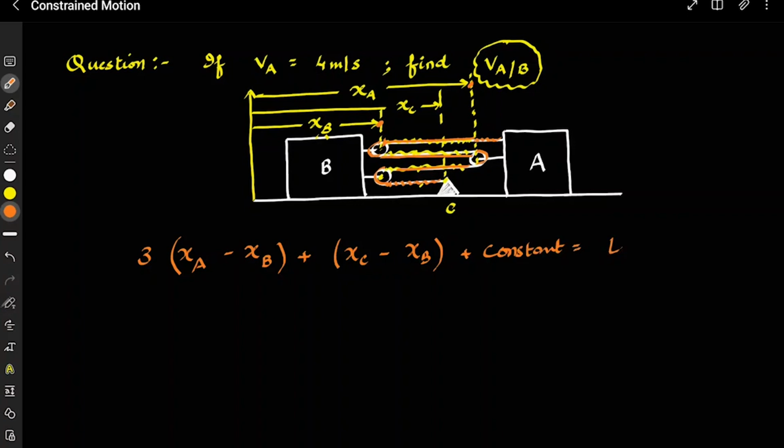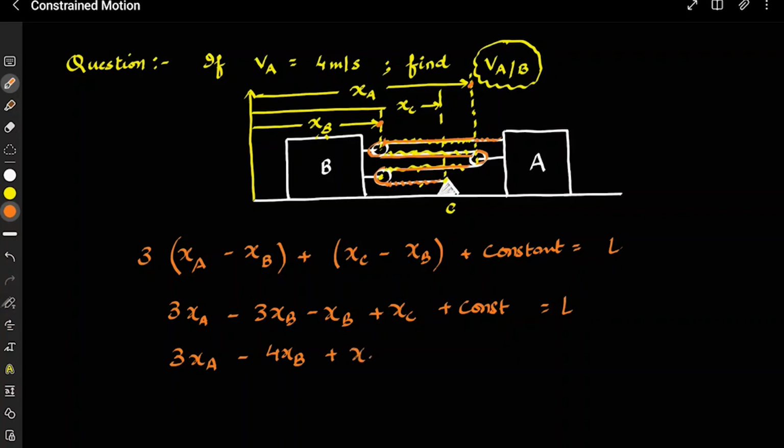Now once we have got this, I think the question becomes easy peasy. So this is the part where we have to find the relationship, and therefore what we'll do is 3xa minus 3xb minus xb plus xc plus constant will be equal to the total length of the string, and therefore this equation will become 3xa minus 4xb plus xc plus constant is equal to the total length of this particular string.